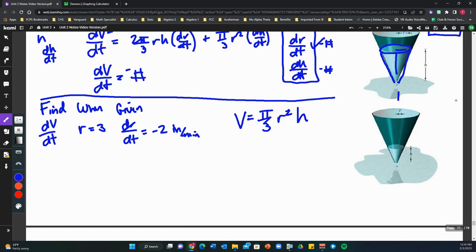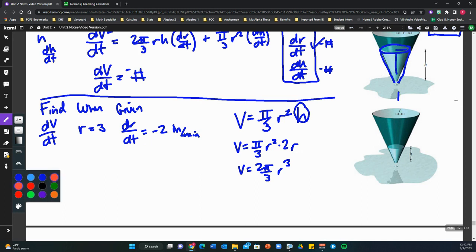So let's go ahead and do that. Again, I'm going to replace my H with 2R. So my new expression is pi over 3 R squared times 2R, or volume is equal to 2 pi over 3 R cubed. What we just did was take an equation that said volume actually depended on 2 variables, or dV dt would depend on 4 quantities, and now we've made it much simpler, and it just depends on R. So dV dt only depends on 2 items. Now we can take the derivative, so now we are going to take the derivative with respect to time.